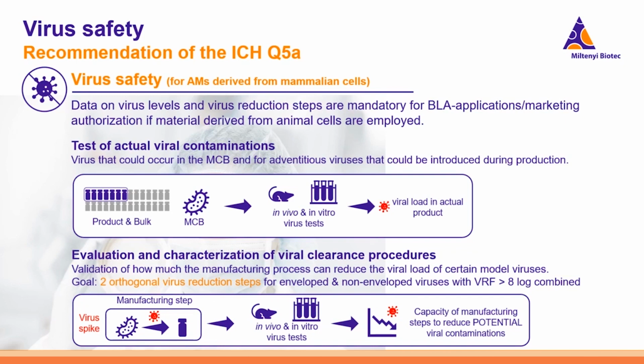And now you have to do this for both enveloped and non-enveloped viruses. And for each of them, you have to show that two separate steps can reach a viral reduction factor of 8 logs combined. And only then a regulatory body would basically consider the virus safety of your product to be adequate. And this is why, for example, all Max GMP cytokines, which are derived from CHO cells, are compliant with the ICH Q5A, meaning we have both the test of the actual viral contaminations and we have the validated viral clearance procedures in order to make sure that later on during regulatory review, there are no unpleasant surprises for you.